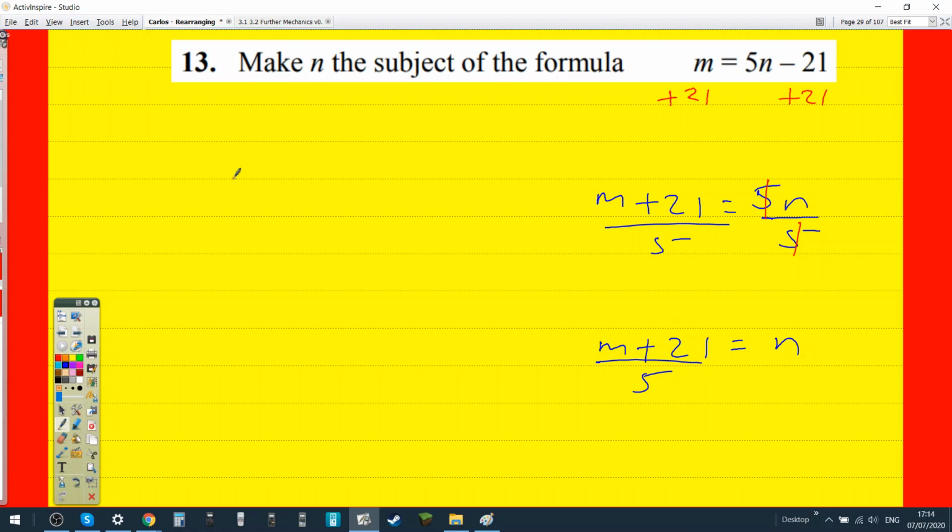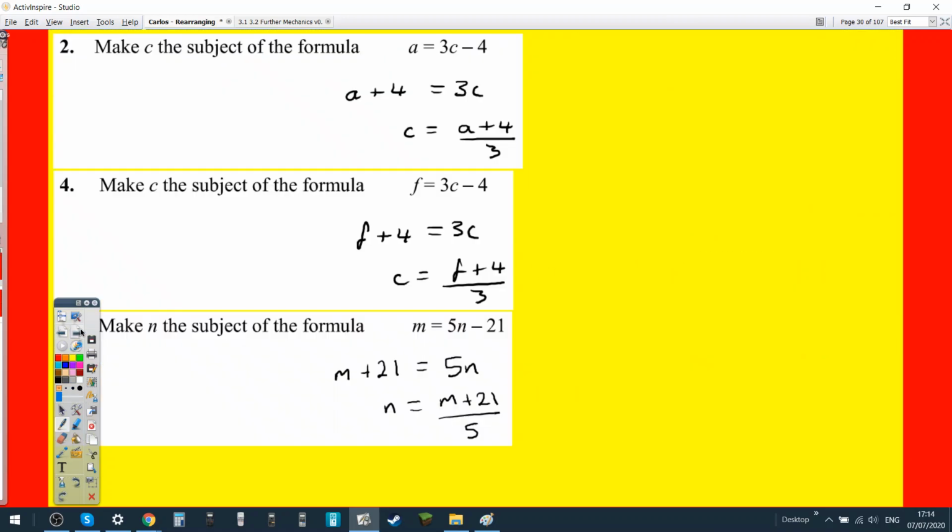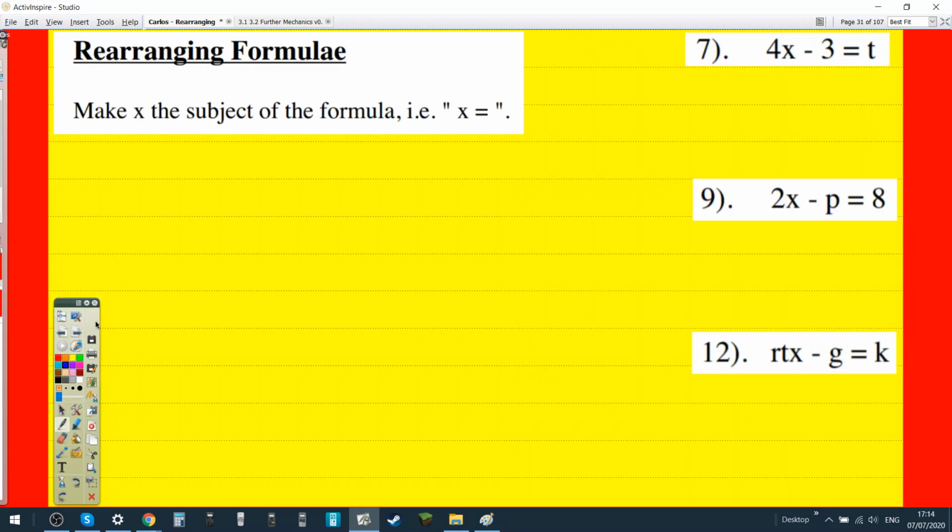Well done. So it was on the other side of the equal sign, and you just moved them to the left side this time. What is exactly the same? I think we're good there. M plus 21 over 5. Okay.